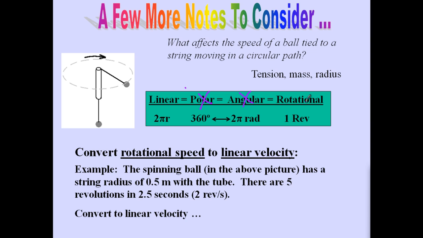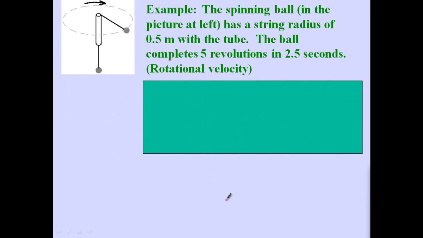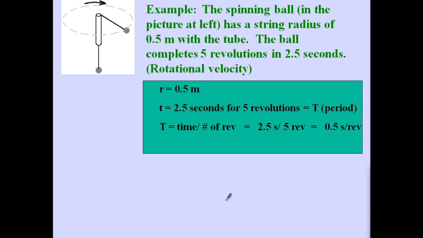So for example, the spinning ball in the above picture has a string radius of 0.5 meters. There are 5 revolutions in 2.5 seconds. So that gives us 2 revolutions per second. So this is my rotational speed, and I want to convert that to linear velocity. So if my radius is 0.5, my time, or my period, is 0.5 seconds per revolution, because it's the inverse of that last guy. So it was 2 revolutions per second is my rotational speed. 1 over that will give you our 0.5 seconds per revolution, which is our period.